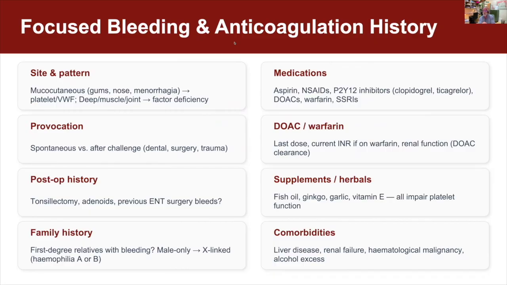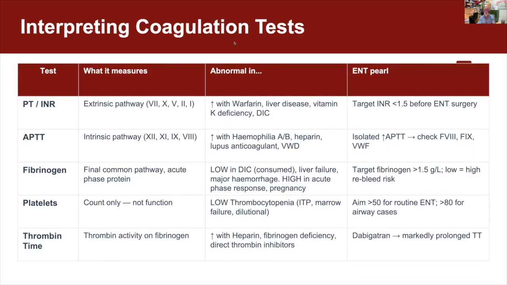What medication are they on? Aspirin, non-steroidals, etc. Are they on a DOAC or maybe warfarin? You need to know that. What supplements do they take? Some interfere with platelet function, as you can see here. And what comorbid disorders do they have, which might, again, lead to coagulopathy?